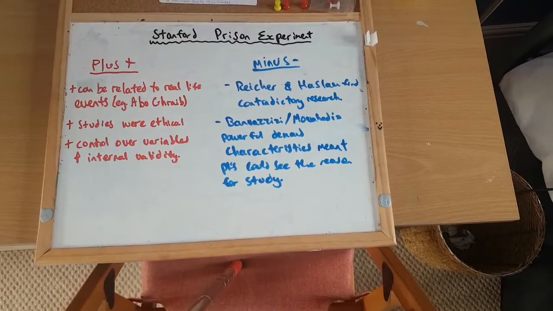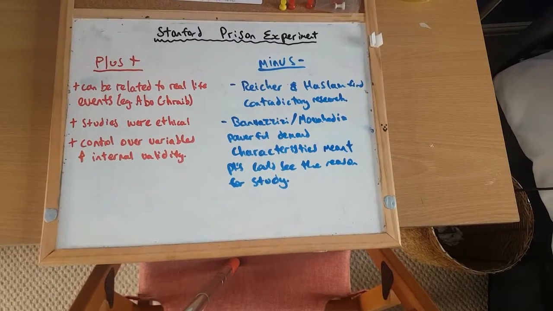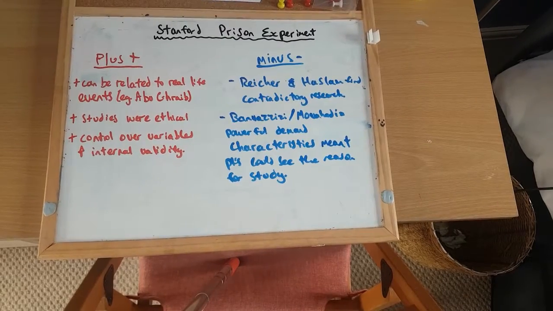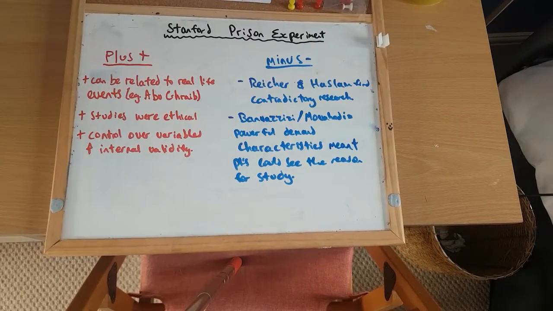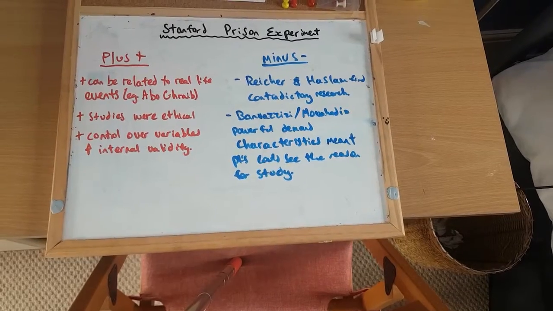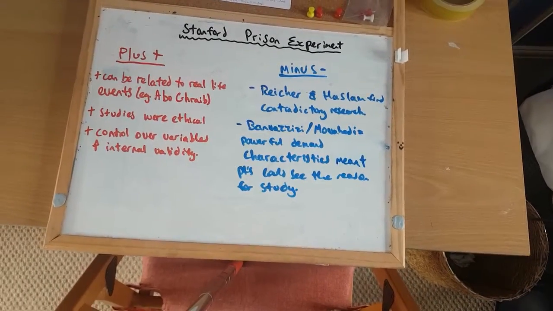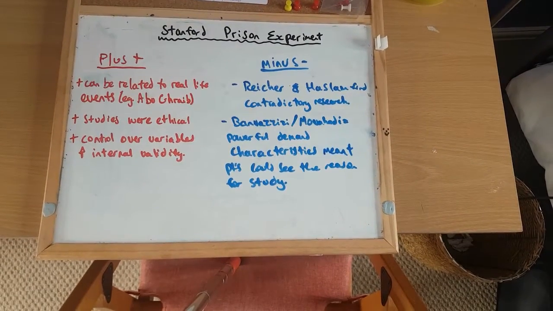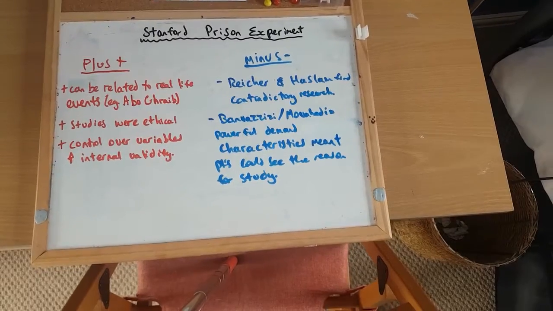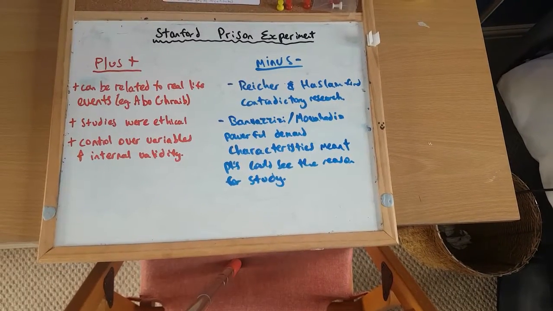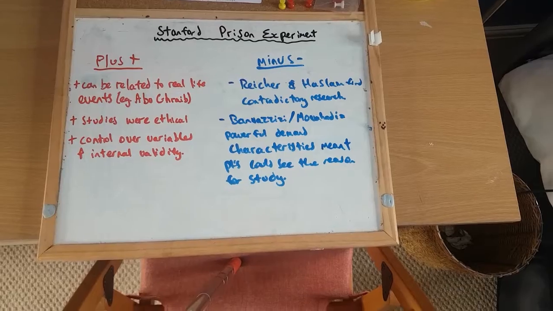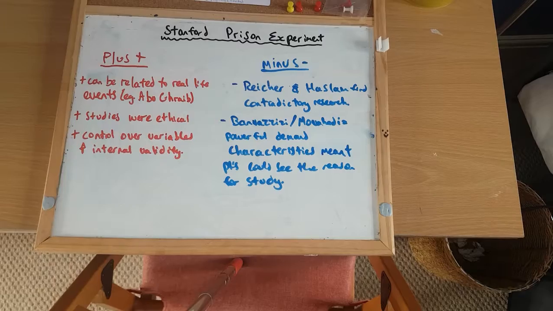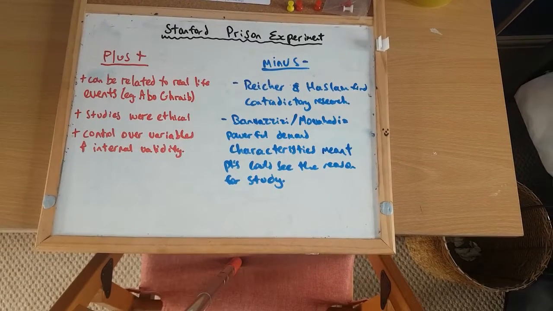More contradictory research was from Banuazizi and Movahedi. I think I've pronounced that right. I'm not an expert, as you can tell. But they did a follow-up study. They showed A-level students this study and told them to guess what the aim of the study was. Now, around 90% of these students correctly guessed what the aim of the study was. So what they hypothesized and believed was that the demand characteristics were too powerful.